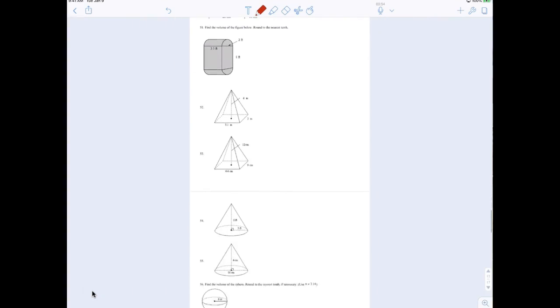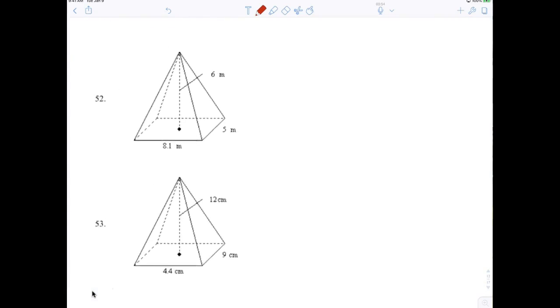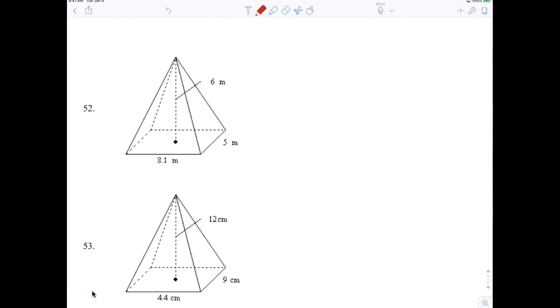All right, I want to look at something else now. 52. Now, does anyone remember what that formula was? This is the one where we had a fraction. No, not one half. 1/3. So everybody needs to put down volume equals 1/3 length times width times height. So what's the length and width? Wait, what's that called? That's a pyramid.